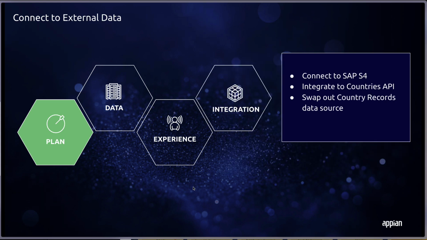Next, let's make a big change to our application. We need our data to come from a different source. So we are going to connect Appian to an SAP S/4HANA instance. We're going to integrate to the countries API, and we're going to swap out our countries record to be a remote data source rather than coming from within Appian. So this is a really important and powerful piece to give you the flexibility for that agility layer that you're sitting on top of Appian.